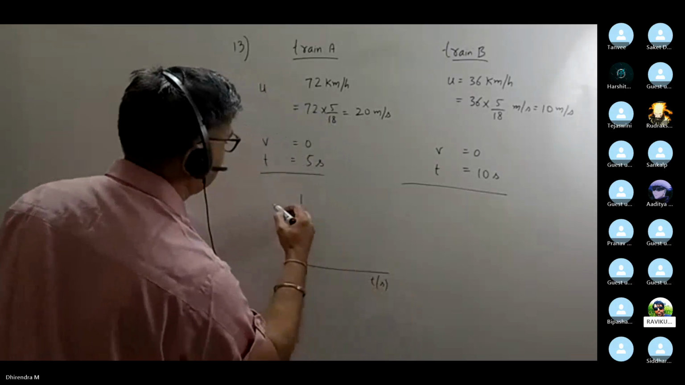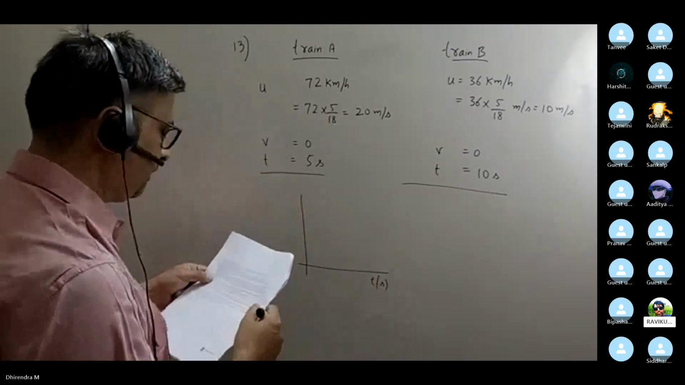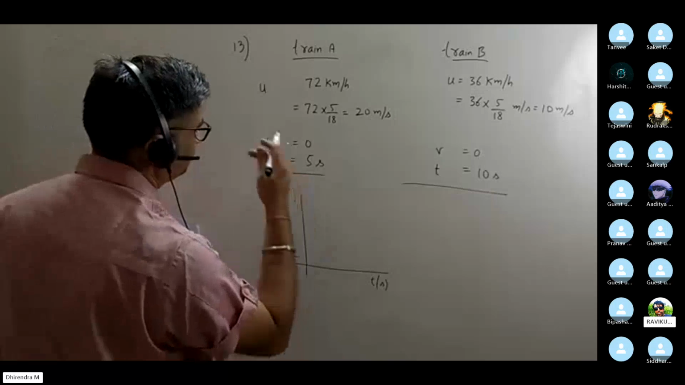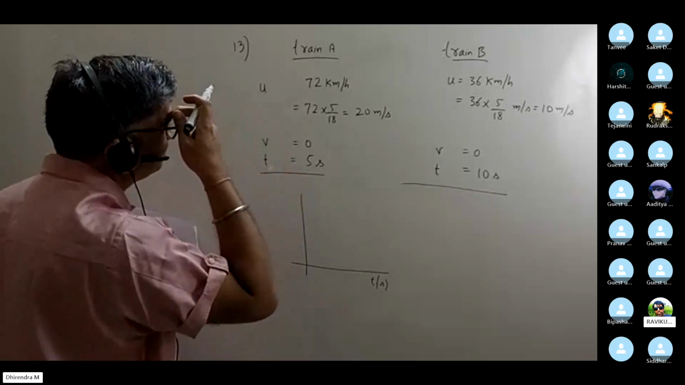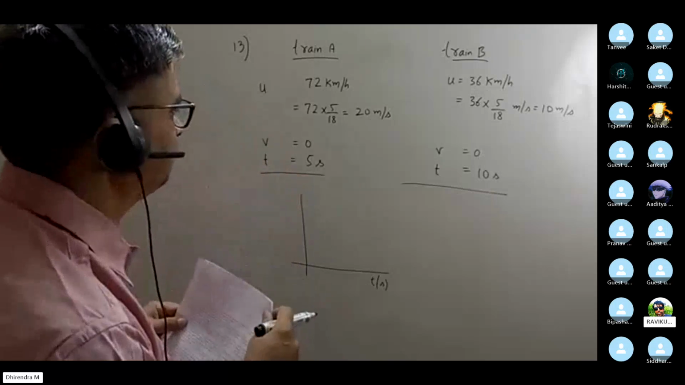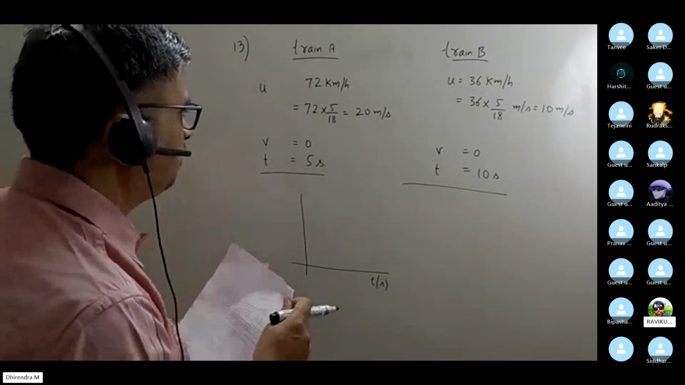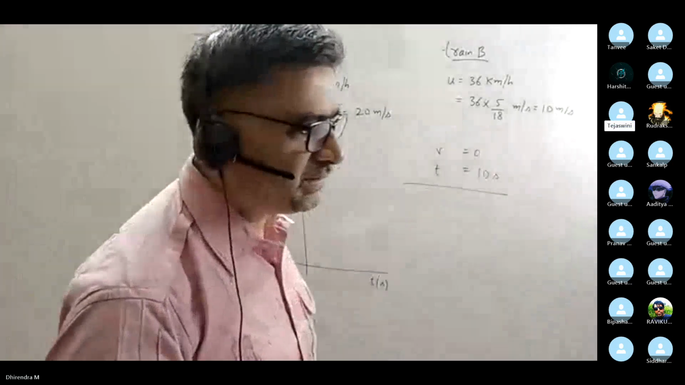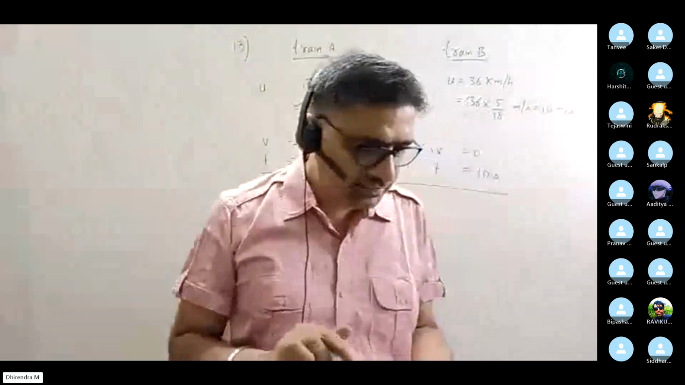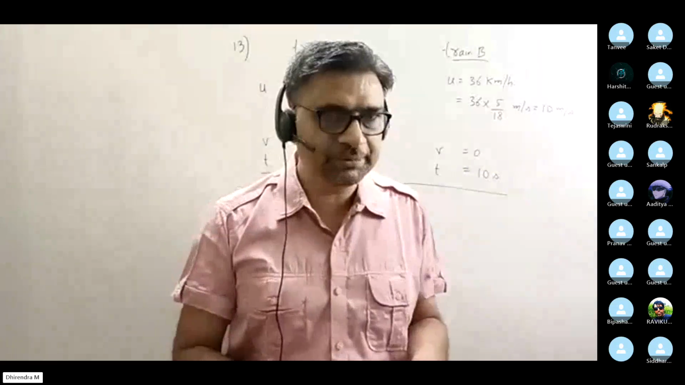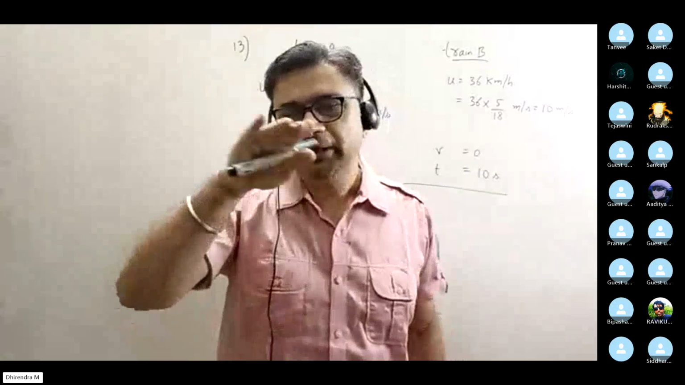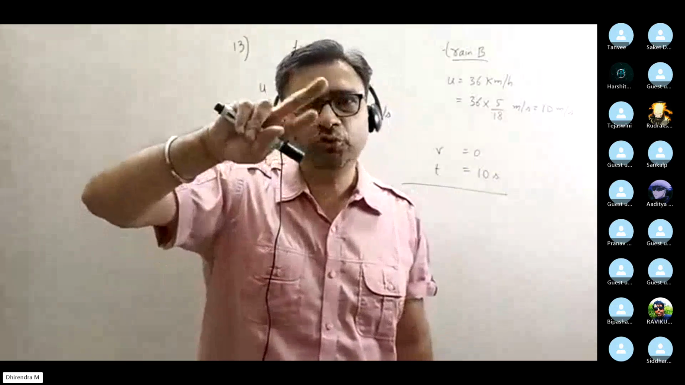Sir, I have one doubt. Yes, tell me. Tell me why time is always represented on the x-axis? Because it is an independent quantity. Good question. Why is time always represented on the x-axis?